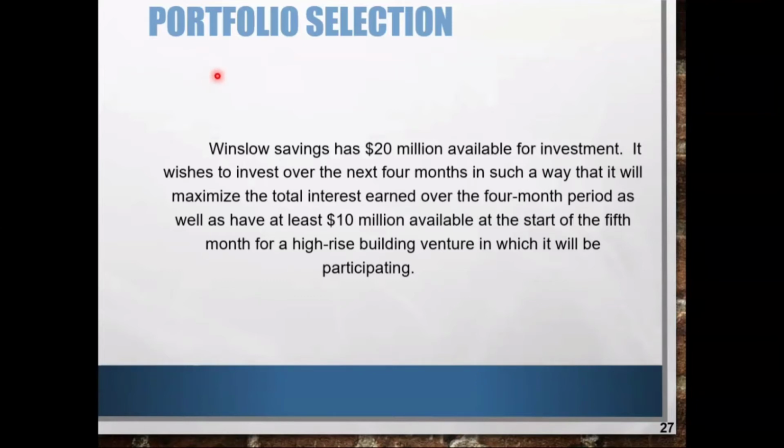Here, we have Winslow Savings has 20 million available for investment. It wishes to invest over the next 4 months in such a way that it will maximize the total interest earned over the 4-month period, as well as have at least 10 million available at the start of the 5th month for a high-rise building venture in which it will be participating.